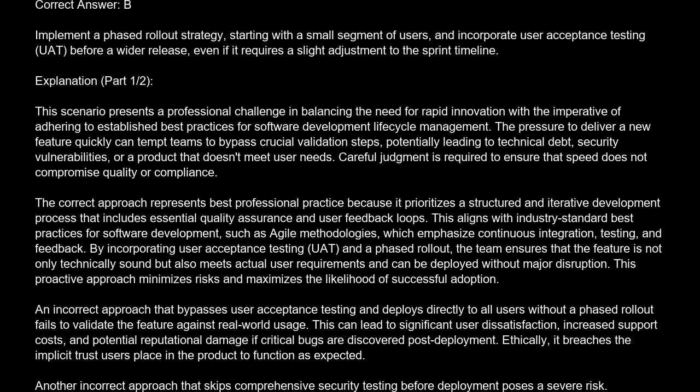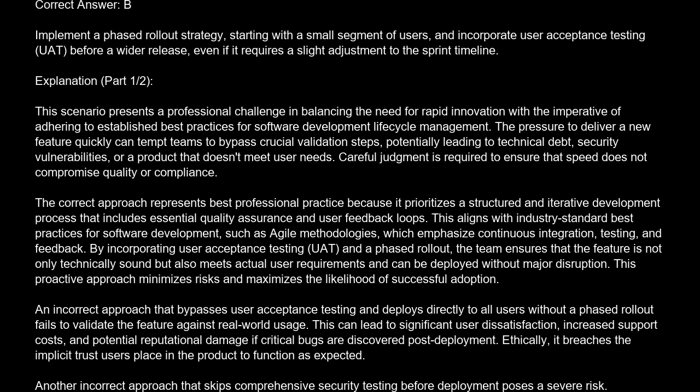By incorporating user acceptance testing, UAT, and a phased rollout, the team ensures that the feature is not only technically sound, but also meets actual user requirements and can be deployed without major disruption. This proactive approach minimizes risks and maximizes the likelihood of successful adoption. An incorrect approach that bypasses user acceptance testing and deploys directly to all users without a phased rollout fails to validate the feature against real-world usage. This can lead to significant user dissatisfaction, increased support costs, and potential reputational damage if critical bugs are discovered post-deployment. Ethically, it breaches the implicit trust users place in the product to function as expected.